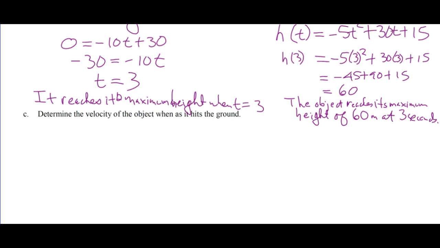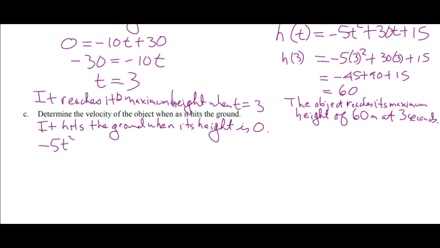Okay, when does it hit the ground? When its height is 0, right? So we got to figure out, okay, when is its height 0? So we've got h of t, so terminal velocity. So it hits the ground when its height is 0. Okay, so 0 is equal to, well, let's do it the other way around. Negative 5t squared plus 30t plus 15 is equal to 0. All right, what do you want to do? Well, we're just going to solve that, right?